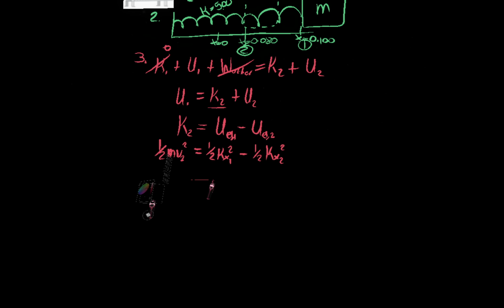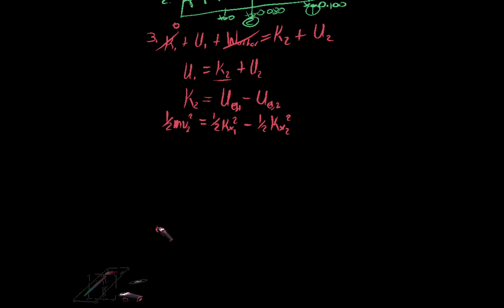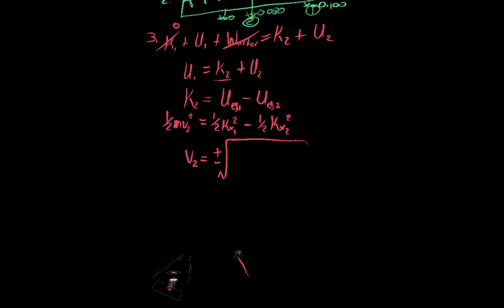So if you move some stuff over, skip some steps like I like to do on the videos, you get that V2 is equal to plus or minus some radical. Sometimes we forget that there's a plus or minus, but it is important. You must choose what makes sense physically between the plus and the minus. K times x1 squared minus x2 squared divided by m.